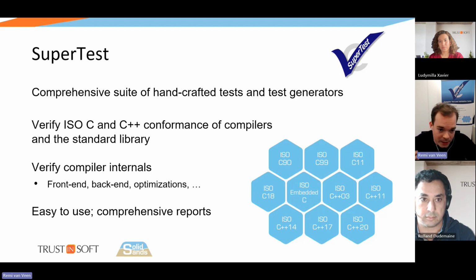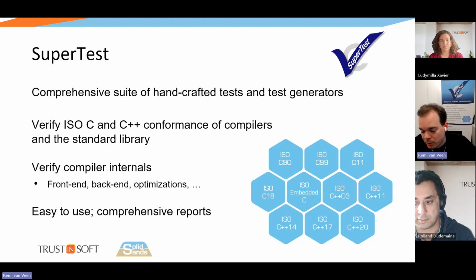Likewise, SuperTest has extensive testing for the front end, for the back end, for data models, and many other compiler internals that are definitely important to be verified. In the end, everything comes together in the easy-to-use test driver that automates the testing, and in the comprehensive reports that present the test results to you, that also provide the traceability that I just talked about. And altogether, this makes SuperTest the industry standard for C and C++ compiler and library verification, and also for the safety qualification of compilers and libraries.